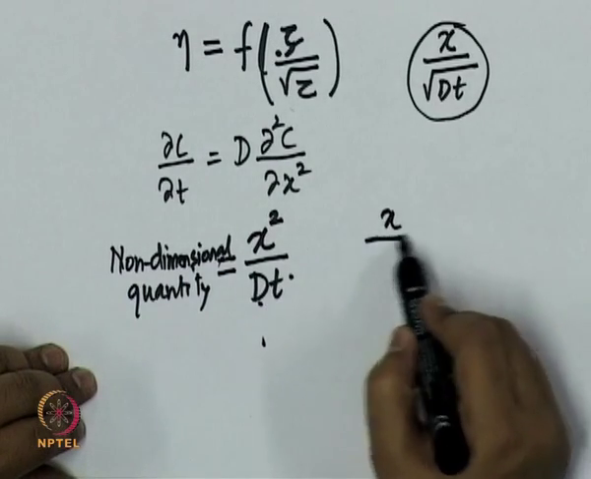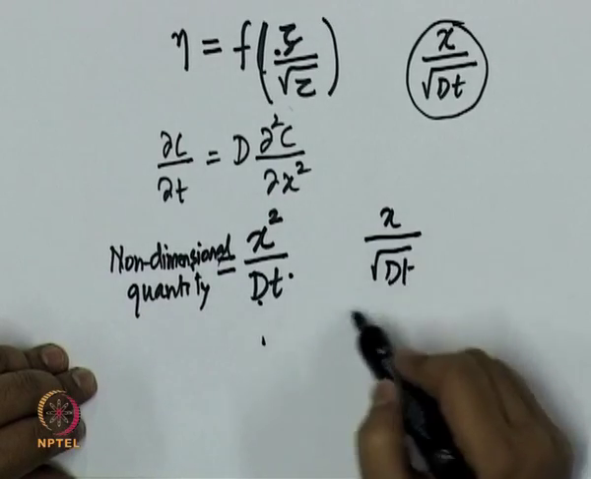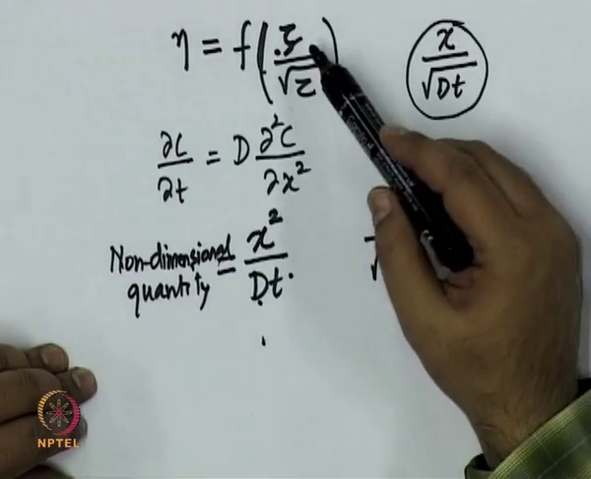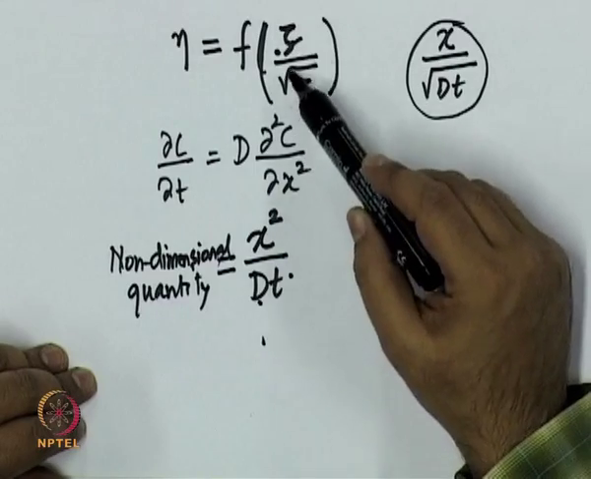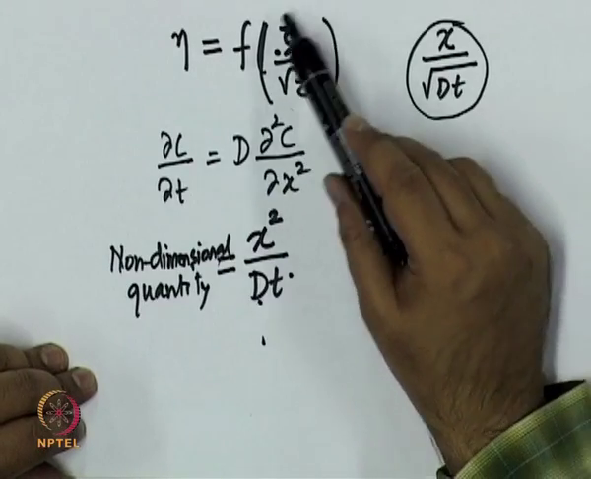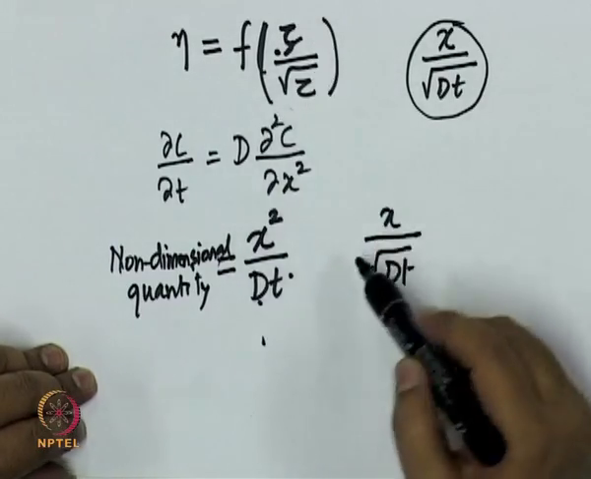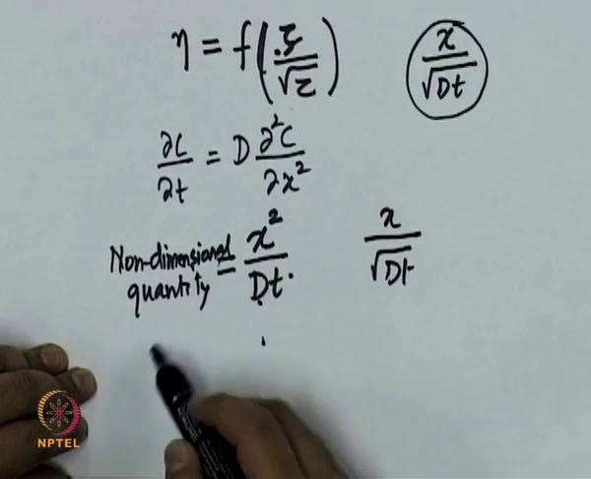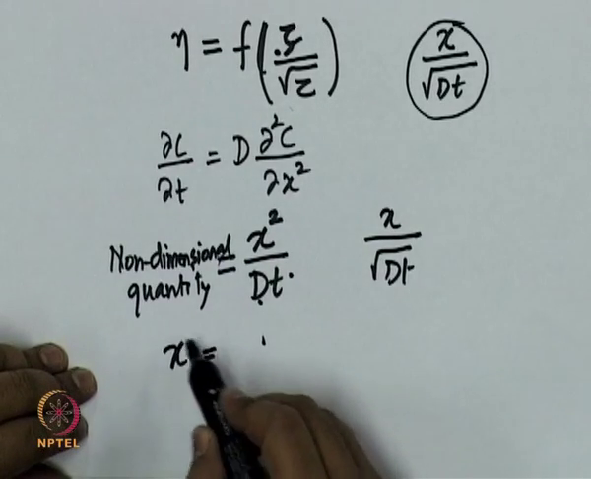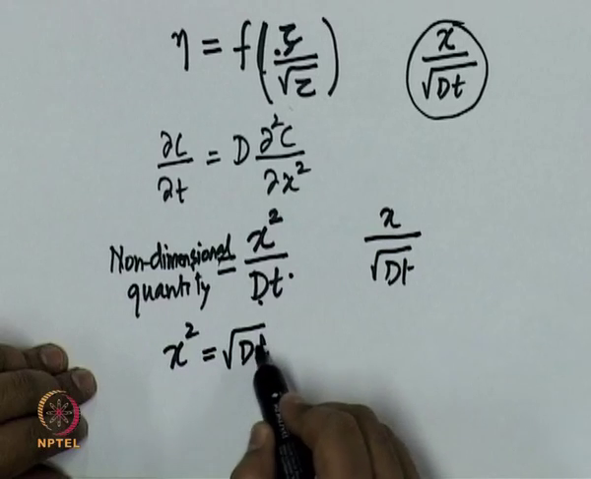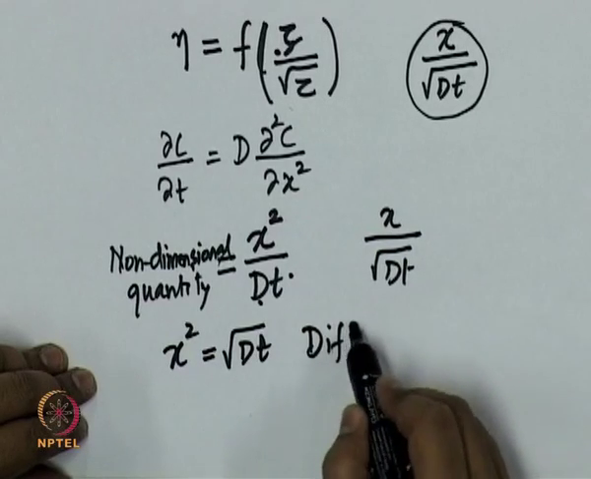So the solution should be in this form, and this is nothing but the square root of this quantity. So x divided by root Dt will also be non-dimensional, and this is what is being taken here, z by square root of tau. This quantity is very important, by the way. This x, which is equal to root Dt, is known as the diffusion distance.